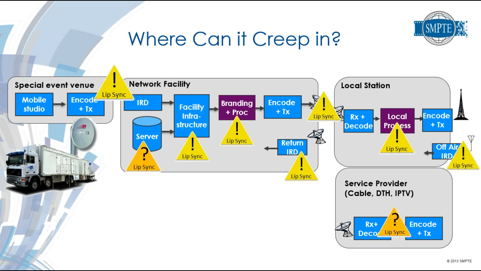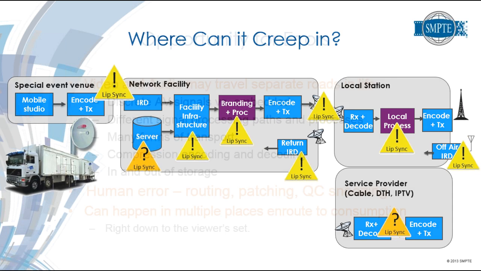Even on the link to the studio, you can have a lip sync break in the compression domain, going through your infrastructure, going through your branding and processing, the output end of the station, output of the network, your link compressed to the local station, local processing in the station. You may even see errors in your off-air IRDs, your returns, your confidence feeds, even in your server. Depending on the technology you're using and what you're gluing together and how your system is built and qualified. So there's a lot of places in the system where this problem can creep in.